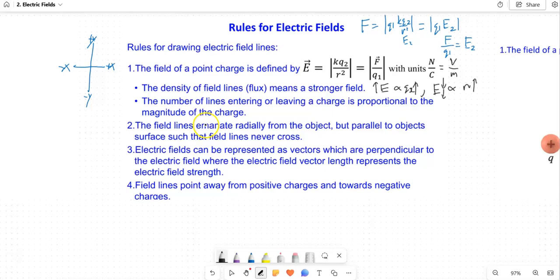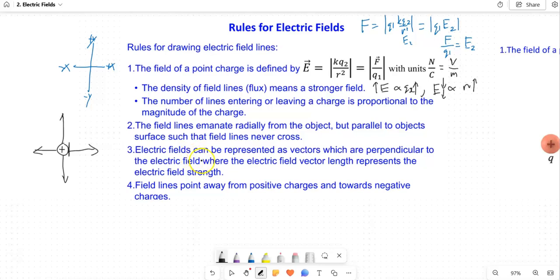Now, electric field lines emanate radially from an object. So if it's a circle, you'll see it look like spokes on a wheel, right? And if it's a positive Q, it'll look like spokes on a wheel. In other words, these electric field lines are also perpendicular to the surface, okay?